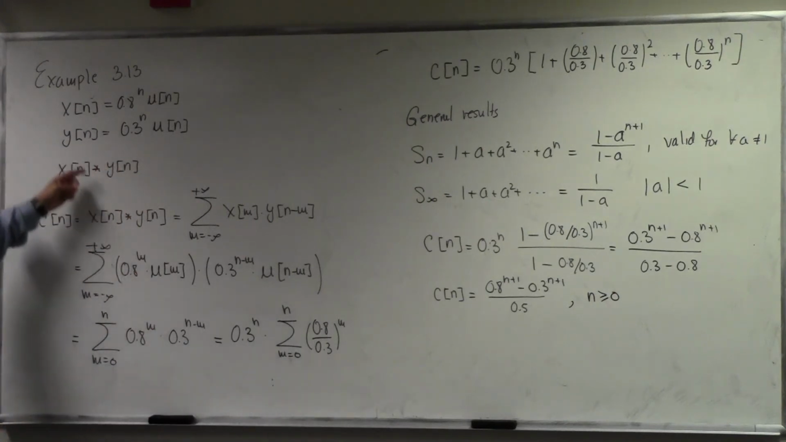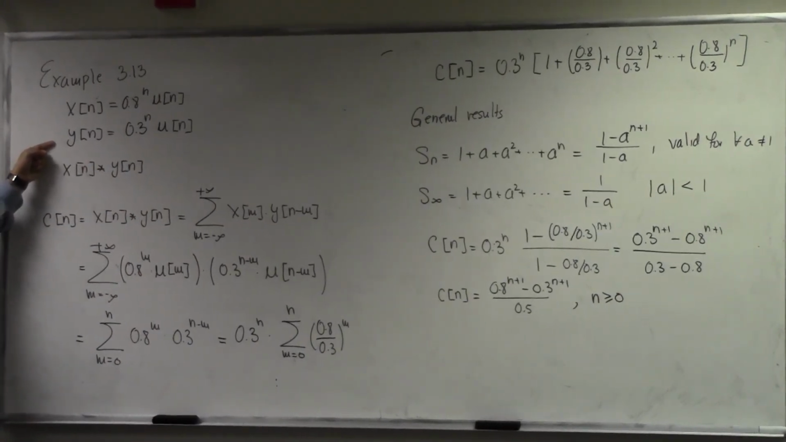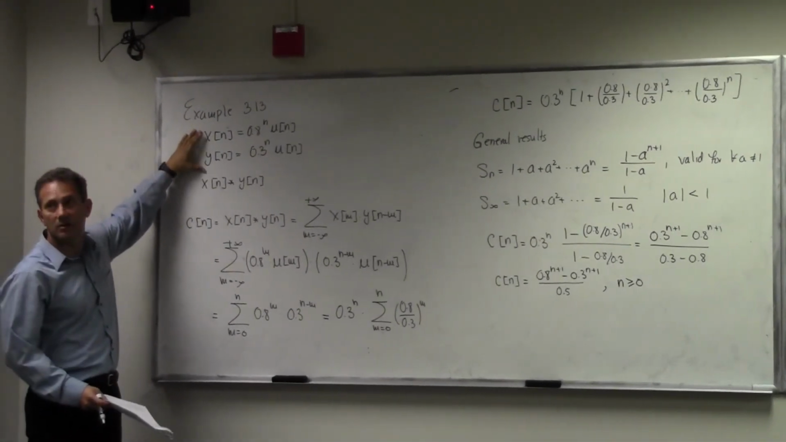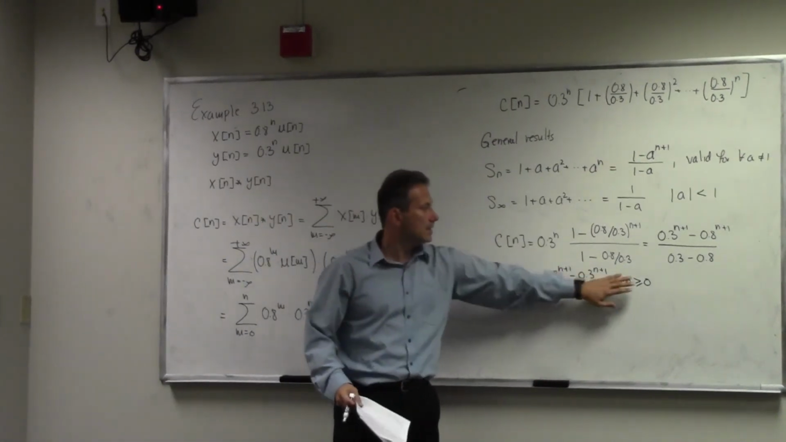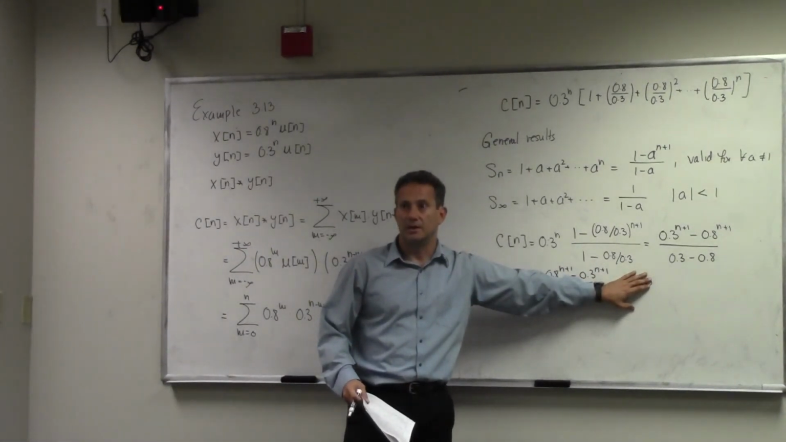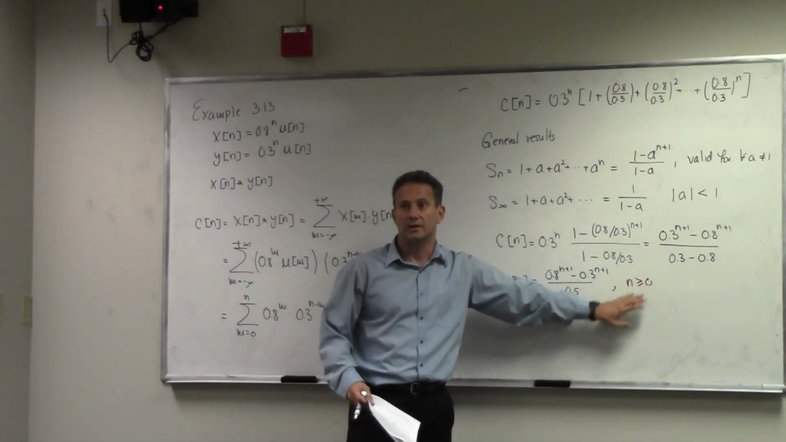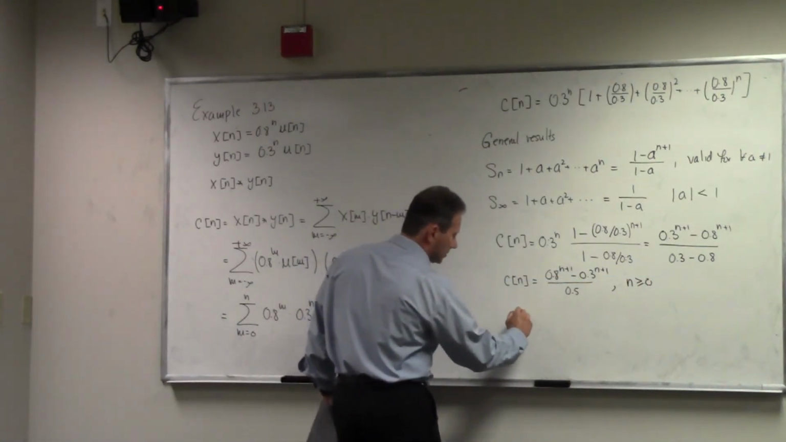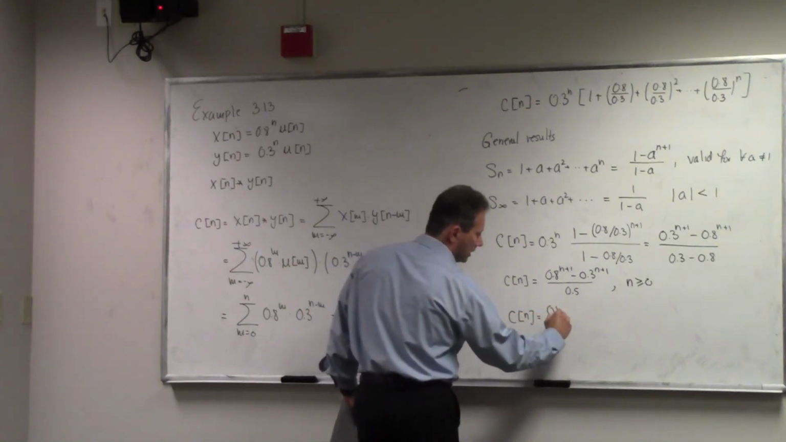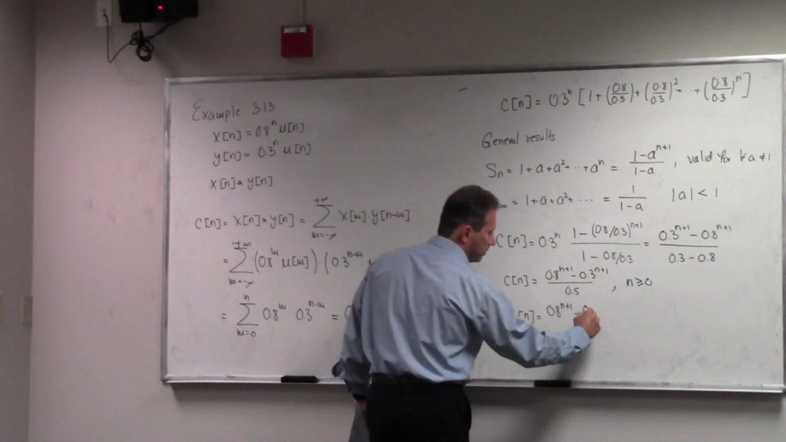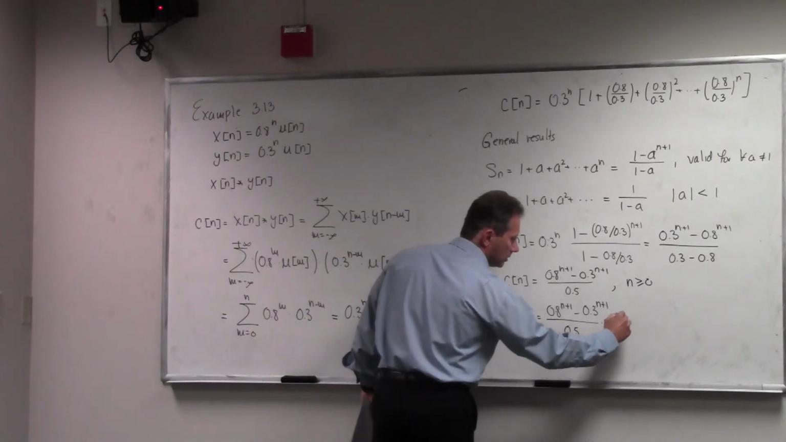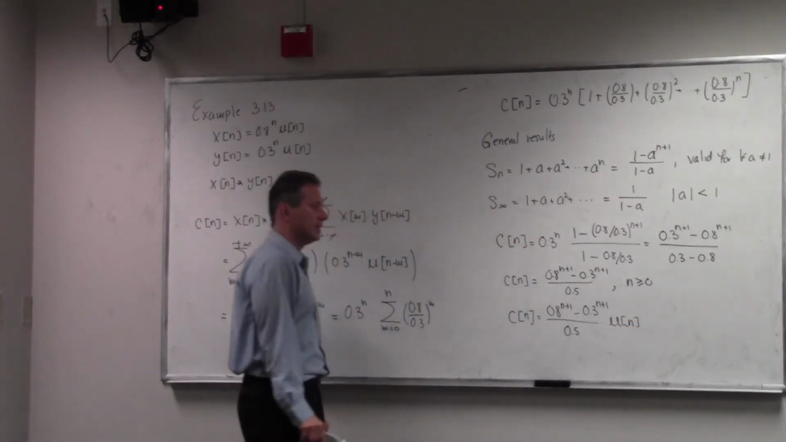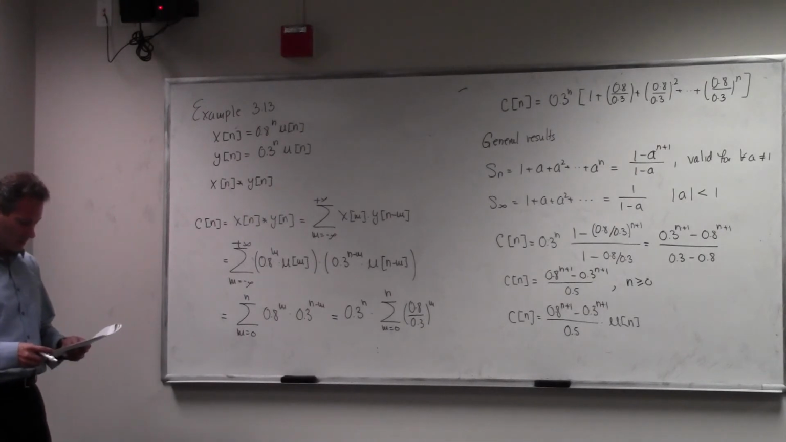Why? Because the two signals are causal, therefore your response needs to be causal. You have to be careful, because if I look at this here, without this, it would appear that it's valid for every n. So the proper way to write this final result would be c of n is equal to 0.8^(n+1) minus 0.3^(n+1) over 0.5 times u of n. And then it's clear that this is only valid for n greater than 0.